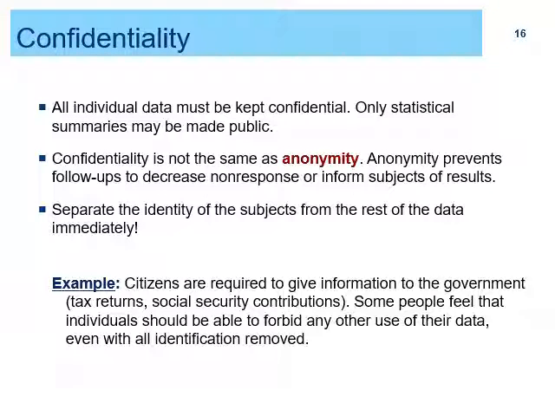All individual data must be kept confidential. Only statistical summaries may be made public. Confidentiality is not the same as anonymity. Anonymity prevents follow-ups to decrease non-response or to inform subjects of results, and separates the identity of the subjects from the rest of the data immediately. An example is that citizens are required to give information to the government, like tax returns and social security contributions. Some people feel that individuals should be able to forbid any other use of their data, even with all identification removed.